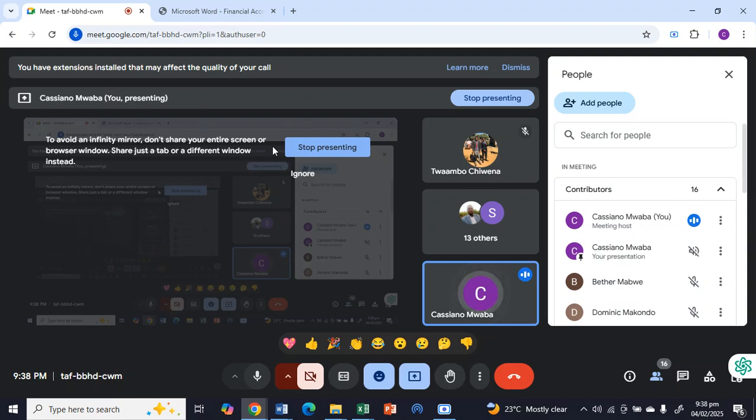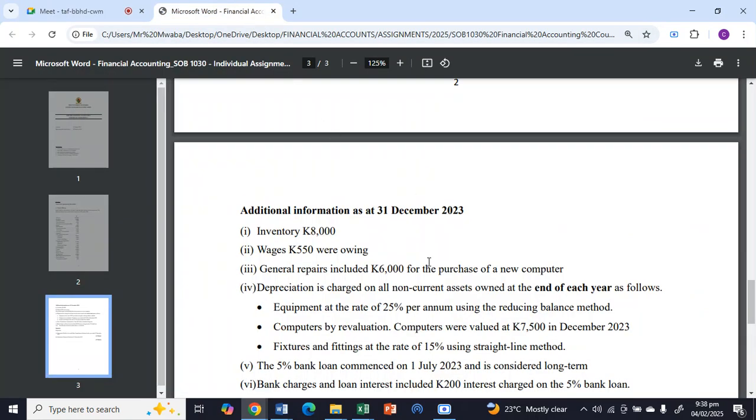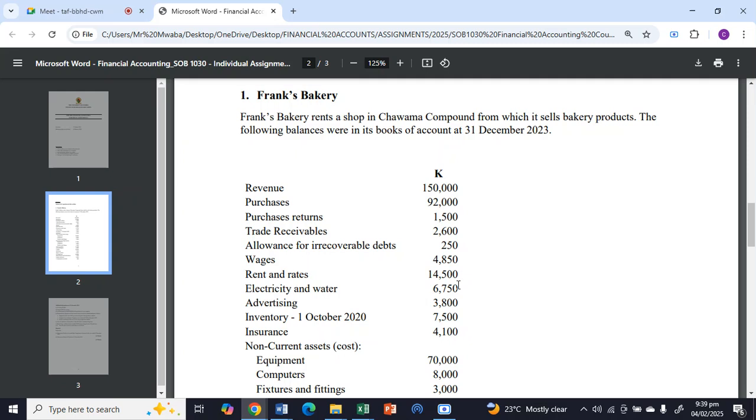Then revenue expenditure is money for operational expenses, when you're buying your inventory, paying for salaries, wages, and whatever. So here under general repairs, this 6,000 has to be removed because it's for a new computer. So this 6,000 has to be removed from this amount for general repairs, which is here, 8,900.